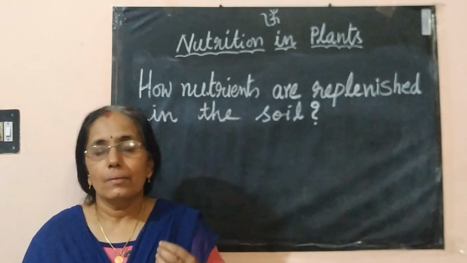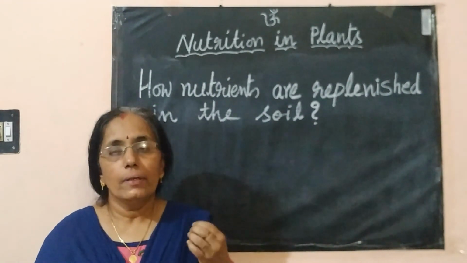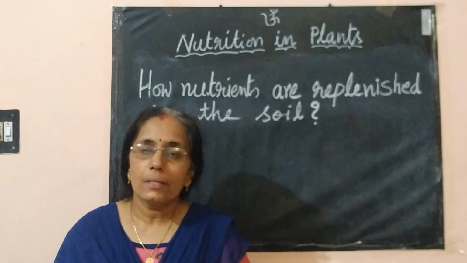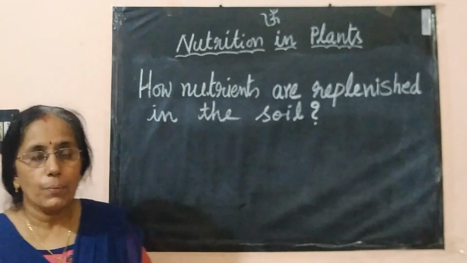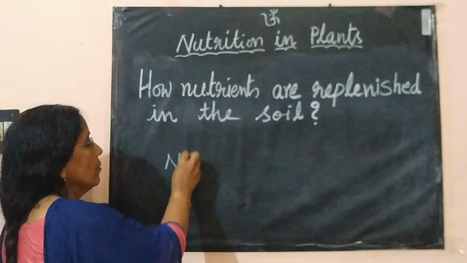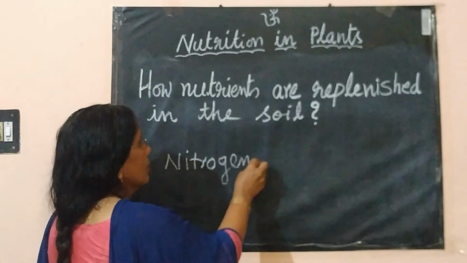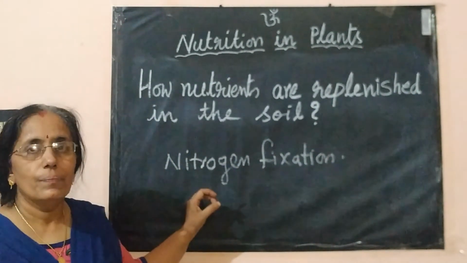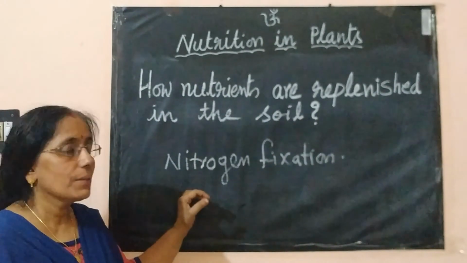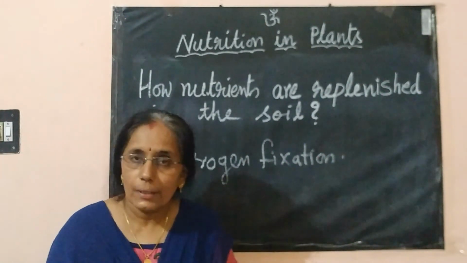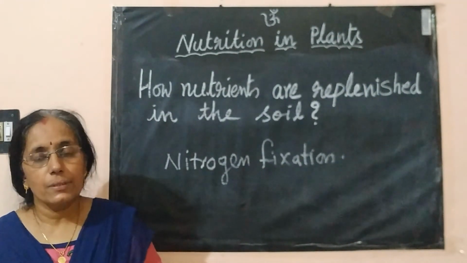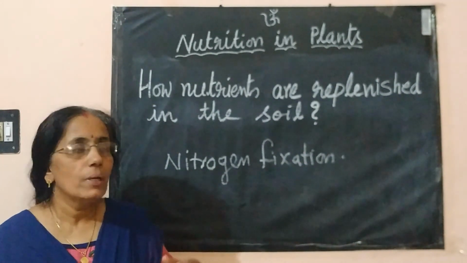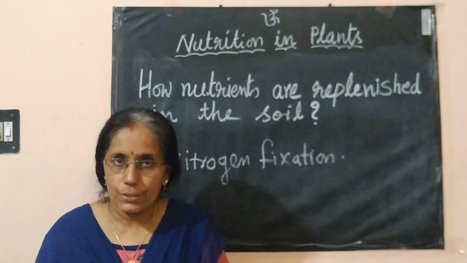So, these rhizobium bacteria that live in the root nodules of leguminous plants actually help to fix the nitrogen in the soil. This process is known as nitrogen fixation. Here we get another example of symbiotic relationship also. The rhizobium bacteria, which live in the root nodules of leguminous plants, is also an example of symbiotic relationship.